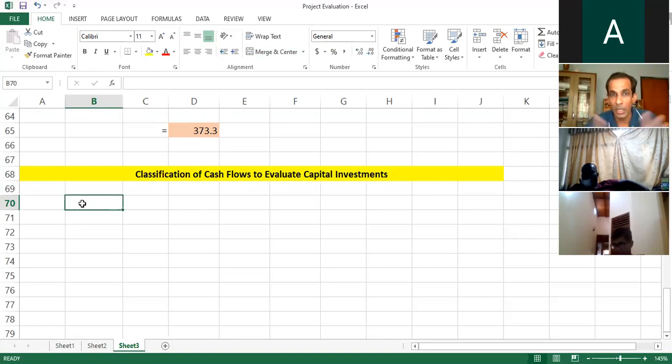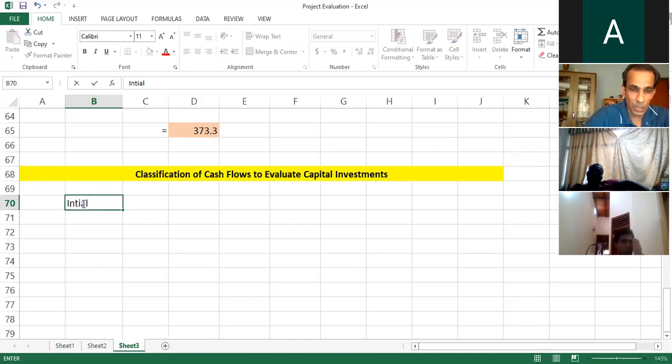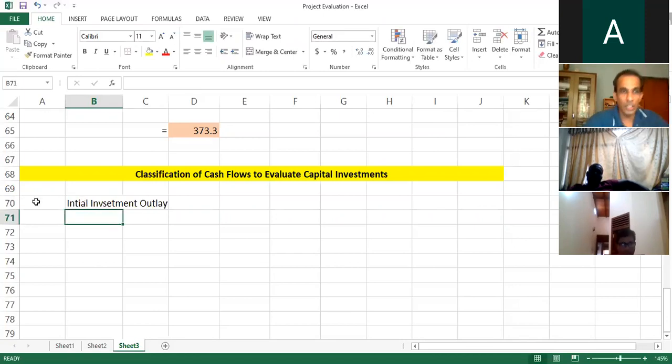We can categorize cash flows. When we are evaluating a comprehensive project, we can categorize cash flows into three main categories: at the time of starting the project, during the period of the project, and at the end of the project. The cash flows at the time of starting the project we call the initial investment outlay. So the first category is the initial investment outlay.